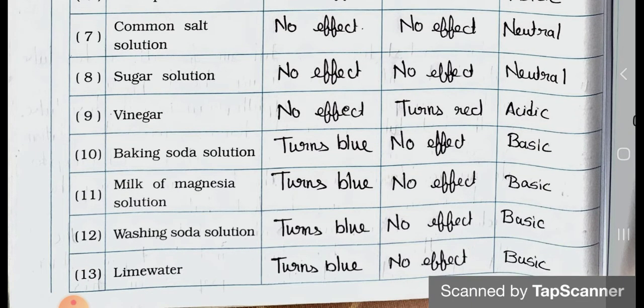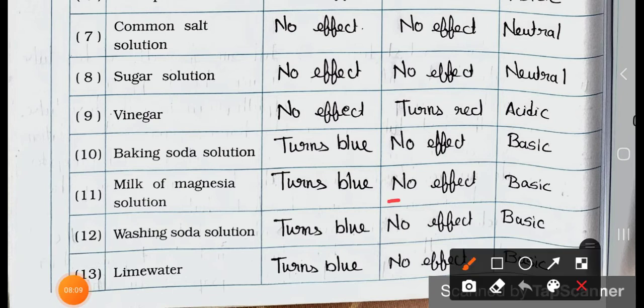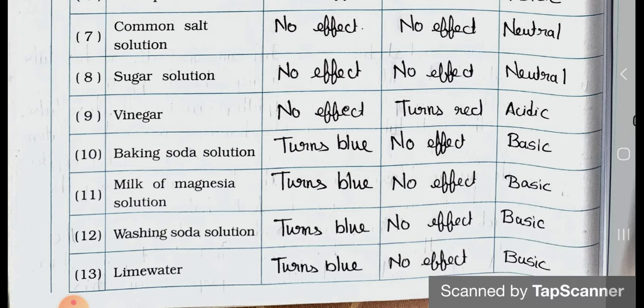Milk of magnesia: red litmus paper turns blue and no effect on blue litmus paper, and here it's basic. Washing soda solution: red litmus paper turns blue, no effect on blue litmus paper, so it's basic. And the last one, lime water: red litmus paper turns blue and no effect on blue litmus paper, so it's basic. Now see the next page.